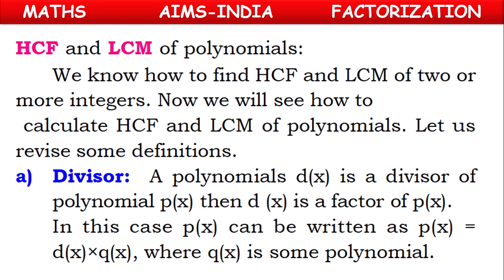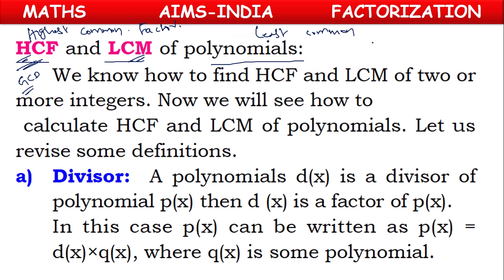Now children, the last concept we have is the HCF and LCM of polynomials. So how to find the HCF and LCM of polynomials? Already we are familiar with this concept, children. HCF means highest common factor, or it can also be termed as GCD, greatest common divisor. LCM means least common multiple.